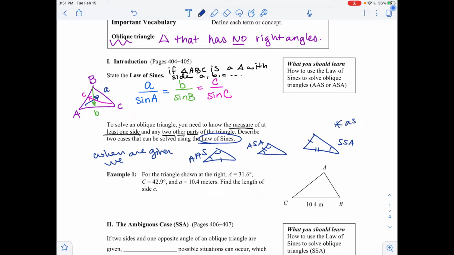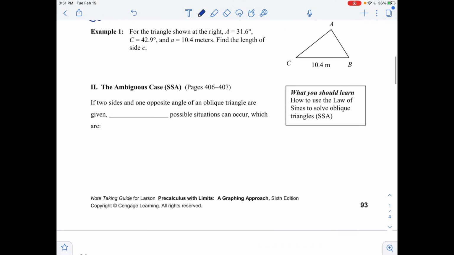The trick is, as long as you have one side and an opposite angle, okay? So for example, for the triangle shown, angle A is 31.6 degrees, so that's right here. Angle C is 42.9 degrees. And side A, we know side A is across from angle A, is 10.4 meters, which they gave us here. Find the length of side C.